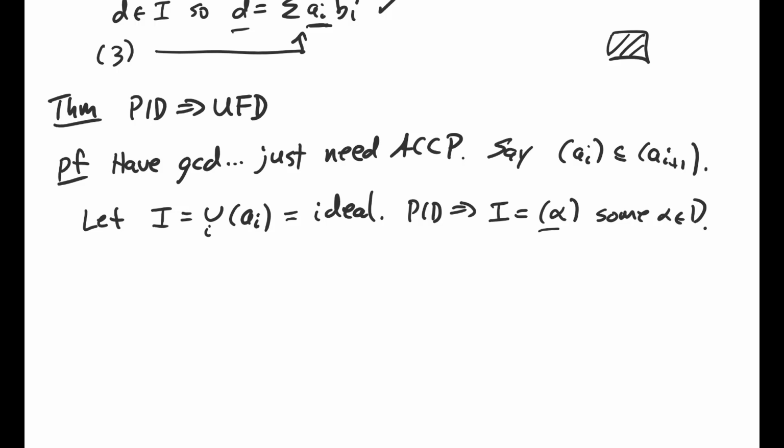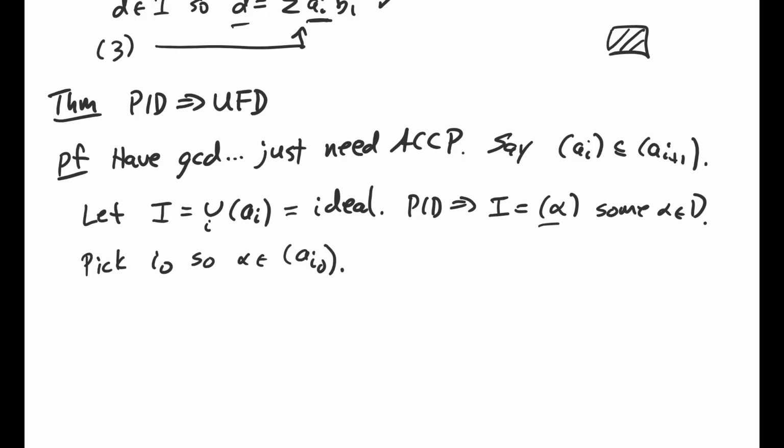Okay, there it is. Let's say it's generated by alpha. Now, since I is the union of all these ideals, and alpha's in there in particular, it's got to be in one of these A sub i's. All right, now you can see what's going to happen. Once you get up to at least I naught, alpha's in there, and that generated everything. So you're already as big as you can be, and everyone's stabilized.